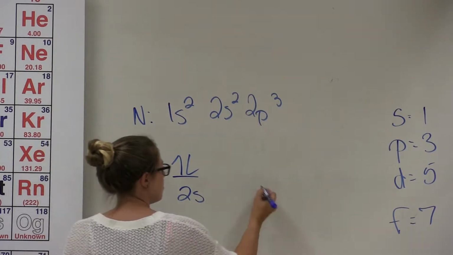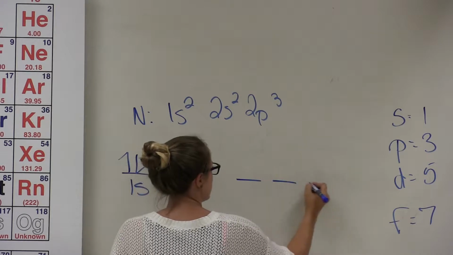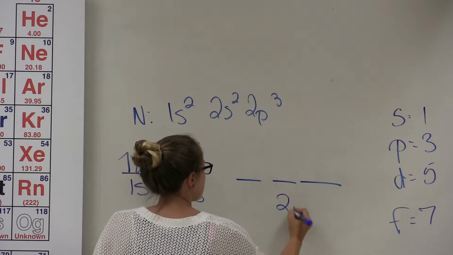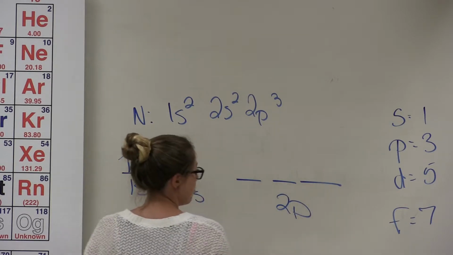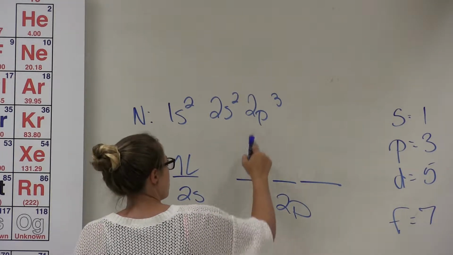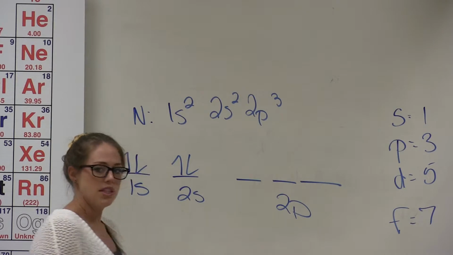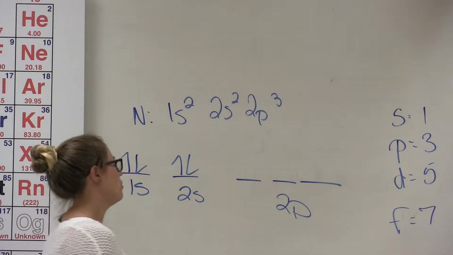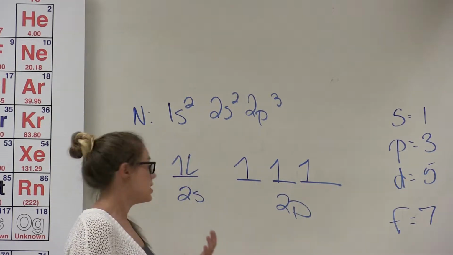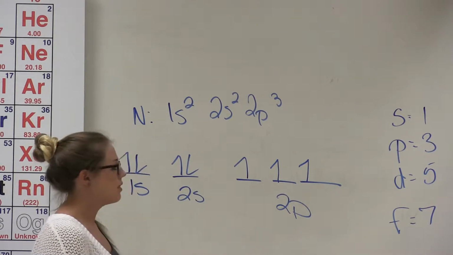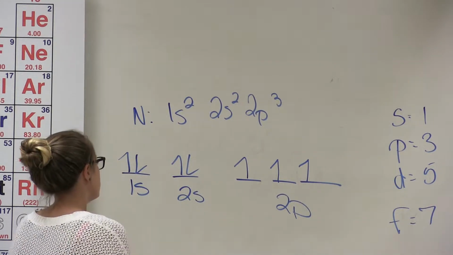Then we've got our 2p, and our p is going to have 3 orbitals, which we know correspond to -1, 0, and 1 for our quantum numbers. So we're going to have 3 electrons. Hund's rule says we fill first and then we come back through. So we've got 3 electrons, we're going to fill up. We don't have any more electrons to come back around, so we're going to stop there. So this would be the orbital diagram for nitrogen.